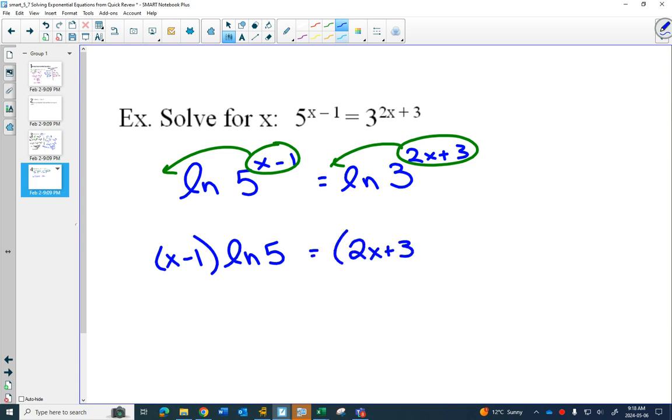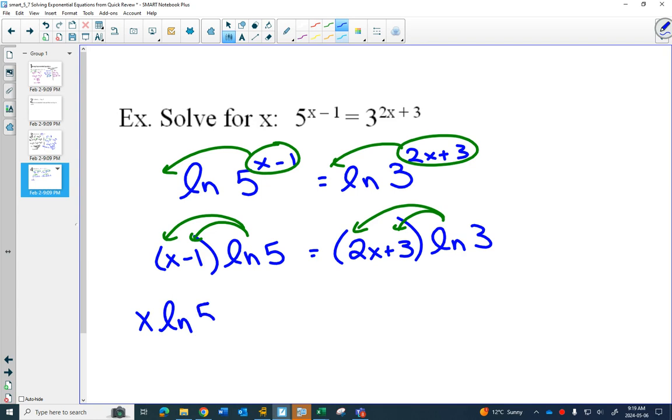When I bring that power out, since it's a binomial, we have to bring it out in brackets. Forgetting those brackets makes it equal to something totally different. The whole power comes out in front. And since natural log of 5 and natural log of 3 are numbers, you can distribute them. So now our job is to see if we can solve for x. I'm going to get rid of the brackets: x natural log of 5 minus natural log of 5 on this side, and 2x natural log of 3 on this side, plus 3 natural log of 3.